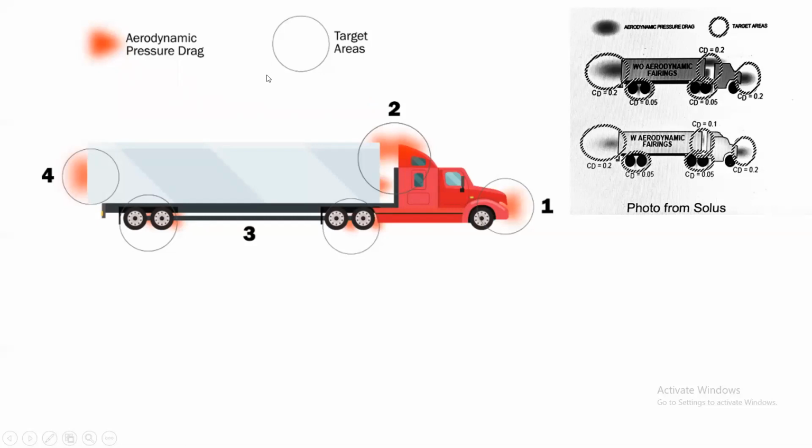And how did they come to know? They came to know by doing the CFD analysis. They calculated the CD by doing CFD analysis. Here CD is 0.2, from the tire it is coming 0.05, here 0.05, from the front you are getting 0.2, like that. And these are the target areas where they try to modify.